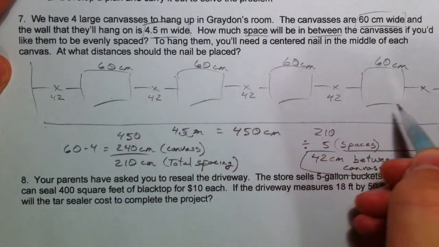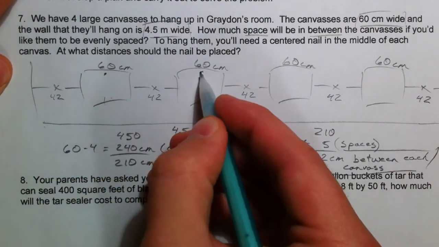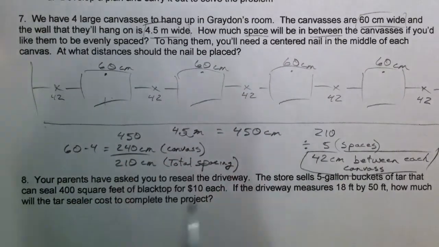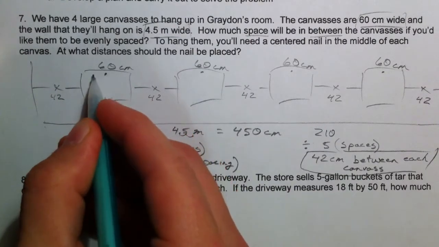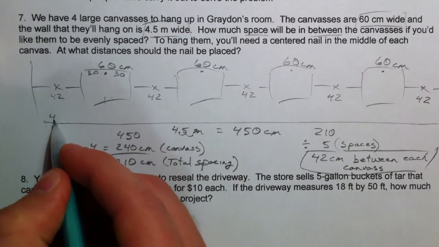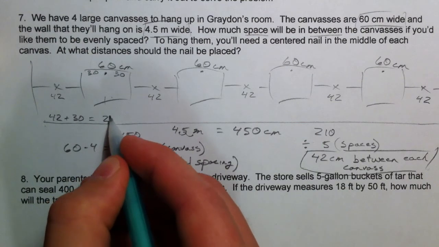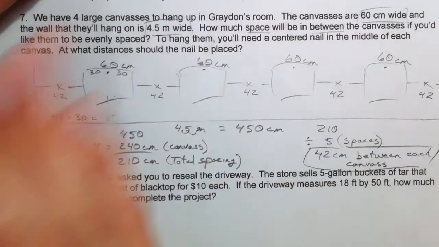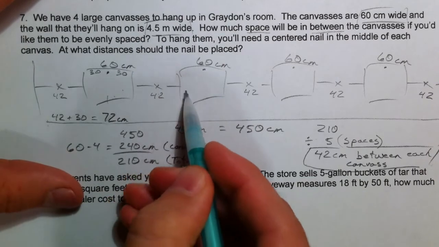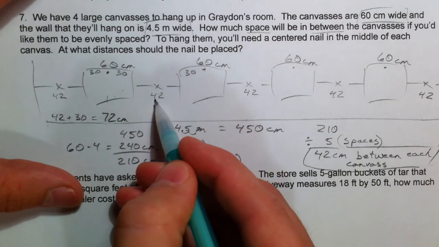And so the second half of the question is, where do the nails go? Well, we want a nail here, here, here, here. Easiest thing I see is that it's going to split the canvas into 2, so that's going to be 30 and 30. So if we do 42 plus 30, we've got it at 72 centimeters. And then we have another 30, another 42, another 30 to get to the next nail. So that's 60 plus 42.